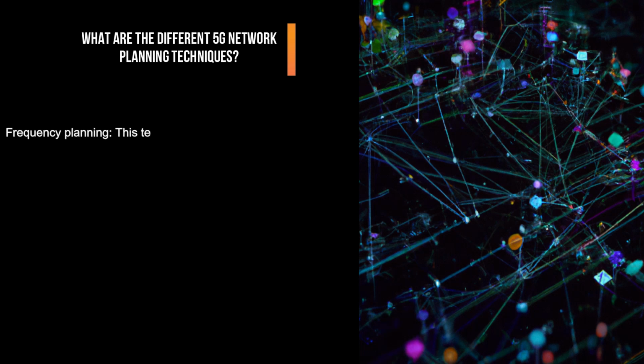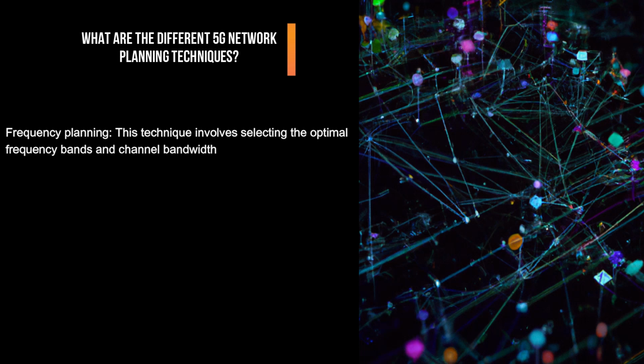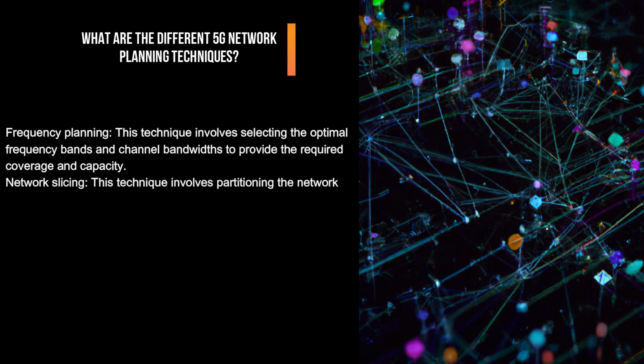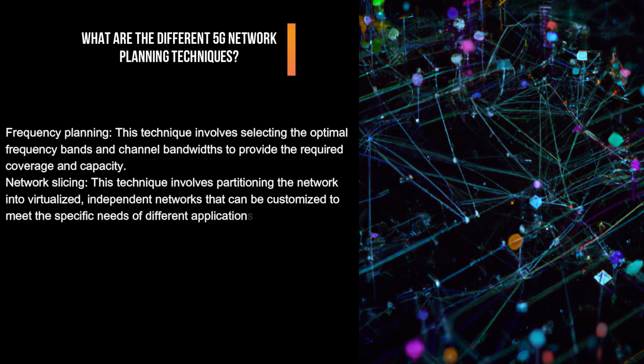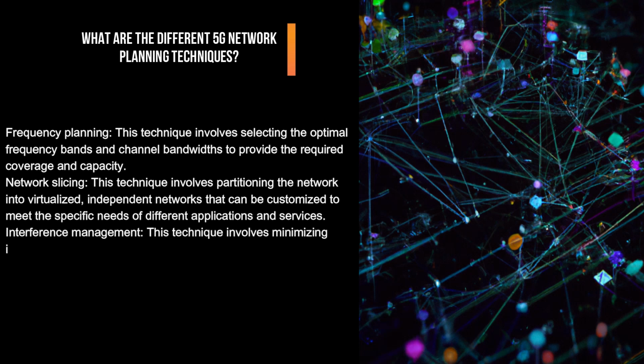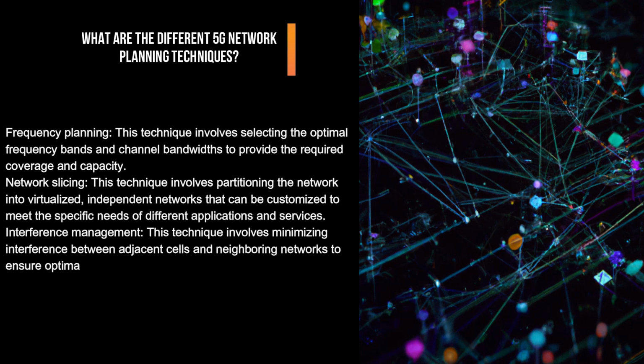Frequency planning. This technique involves selecting the optimal frequency bands and channel bandwidths to provide the required coverage and capacity. Network slicing. This technique involves partitioning the network into virtualized, independent networks that can be customized to meet the specific needs of different applications and services. Interference management. This technique involves minimizing interference between adjacent cells and neighboring networks to ensure optimal network performance.